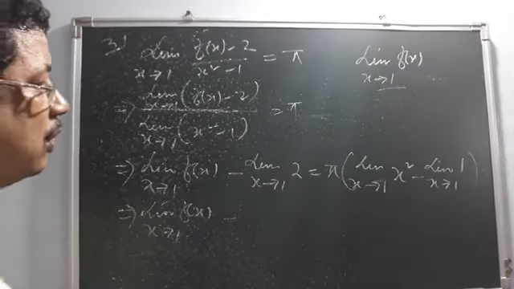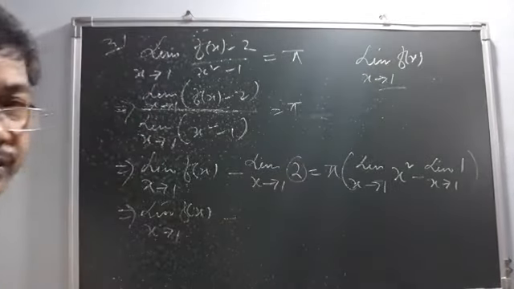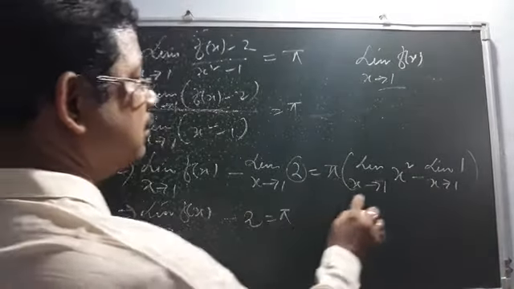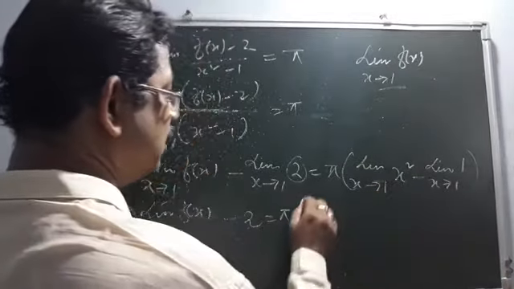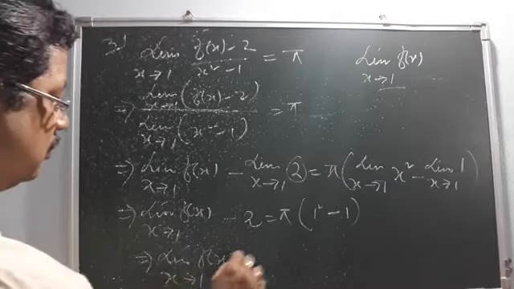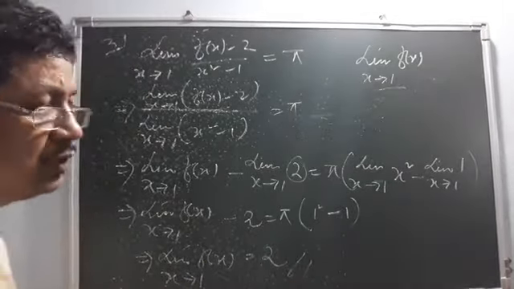Limit of this one is, here no place of putting the x, so automatically it will be 2 pi. Here, if you want to do the limit, x you replace by 1, then 1 square. So this becomes what? 1 minus 1, 0. Then limit f(x), x tends to 1, this becomes 2. So that we have proved.